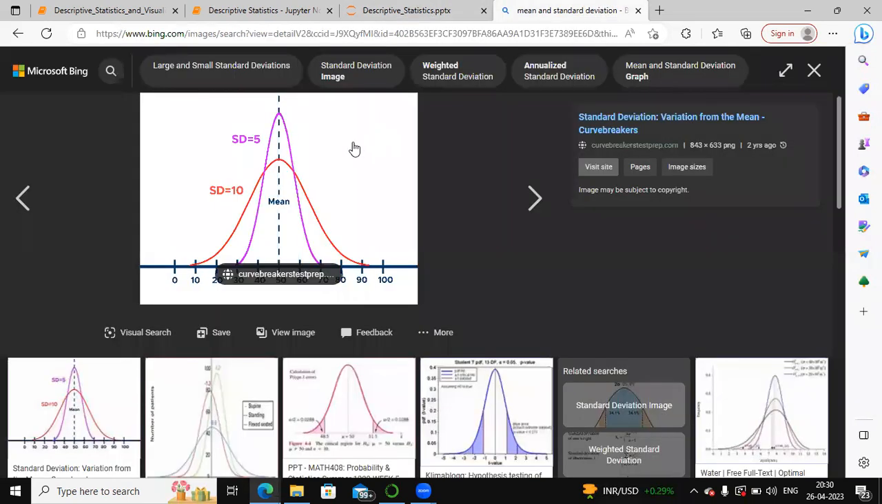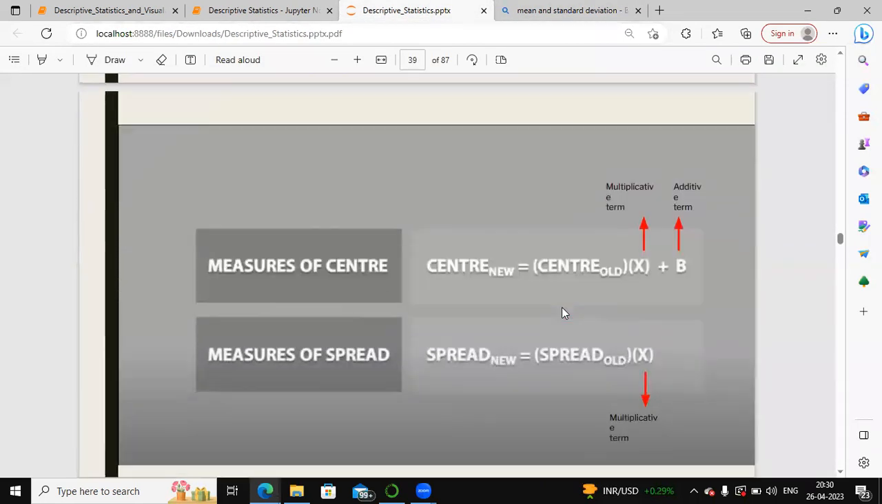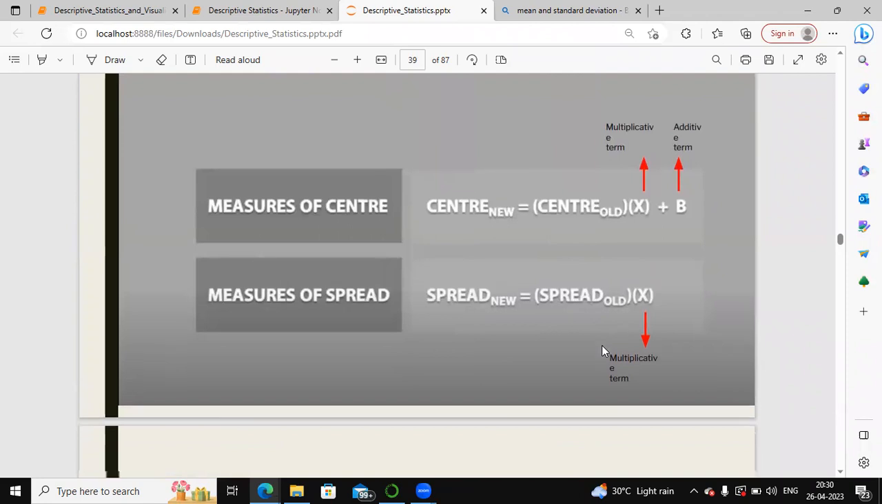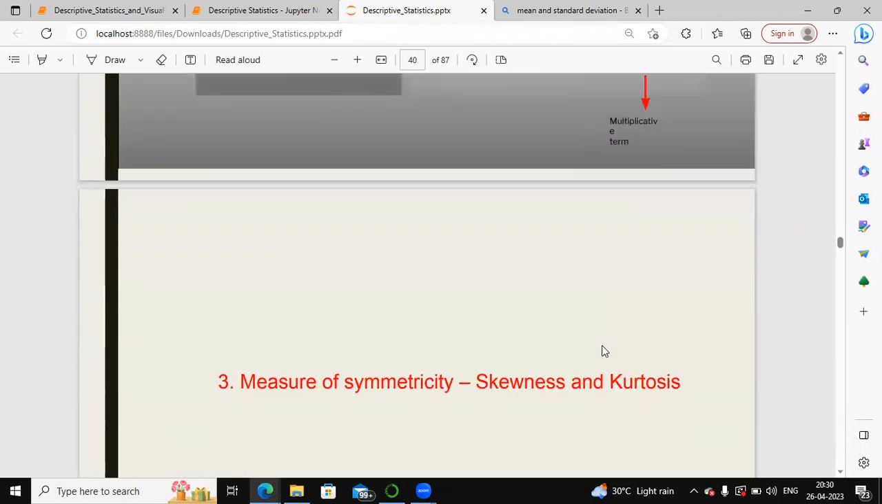Let's take a curve like this. If you are multiplying the standard deviation, it gets wider. You can see this standard deviation is 5, and to make it wider, you have to multiply by 2. This is how it works. It gets wider and wider if you multiply, and thinner and thinner if you divide. Now you have to understand that measure of center is affected by the multiplicative term and additive term, whereas measure of spread is affected only by the multiplicative term, that is multiplication and division.